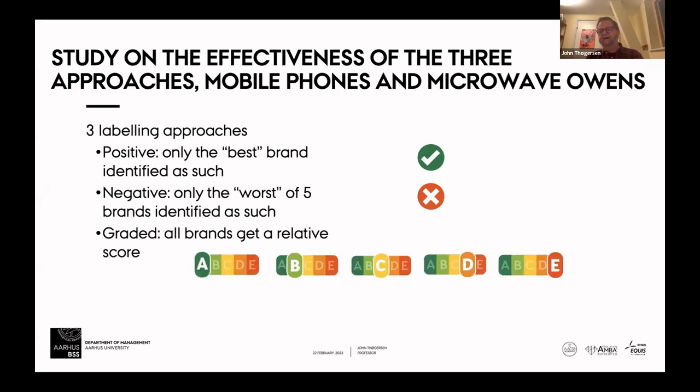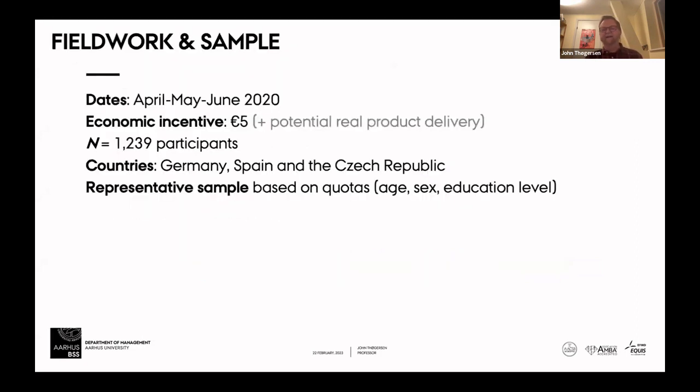And then we used this graded label as an eco score label for the graded labeling. So we compared in this study the effectiveness on consumer choices of these three types of systems: either only labeling the positive, the best in class, or only labeling the worst in class, or labeling all products in the category according to their relative performance. And we did that in a study in three different countries in Europe.